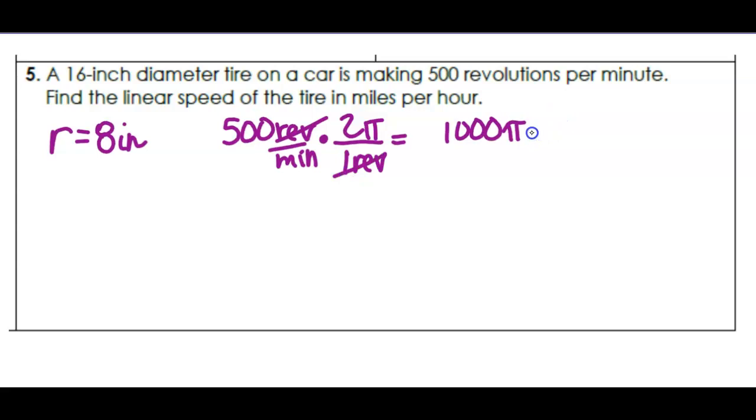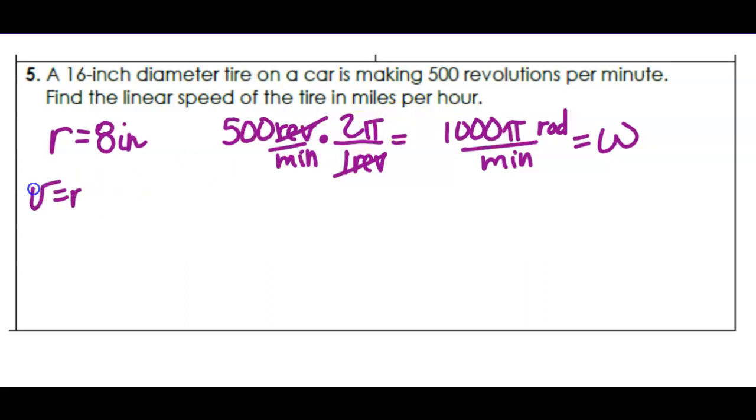I'm sorry, the radians didn't go away. So I have radians per minute. You can leave that label if you want. And this is actually now, as soon as we have radians per time, we're at an angular velocity. They want the linear speed in miles per hour. Okay, so we're going to have to do some converting.